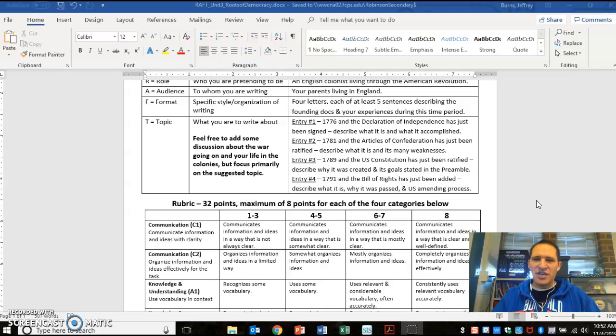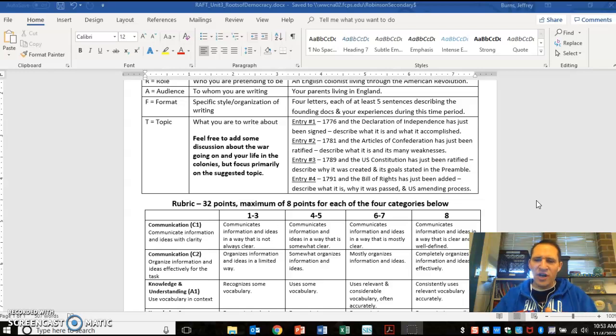1791, 2 years later, the Bill of Rights was added to the Constitution. What is it? Why was it passed? And maybe you want to mention in there how an amendment is passed and how this process is difficult and cumbersome in order to change the Constitution. So the U.S. amendment process you want to talk about.